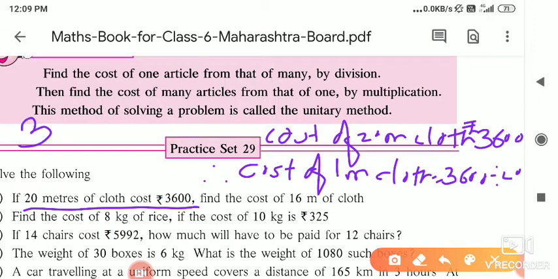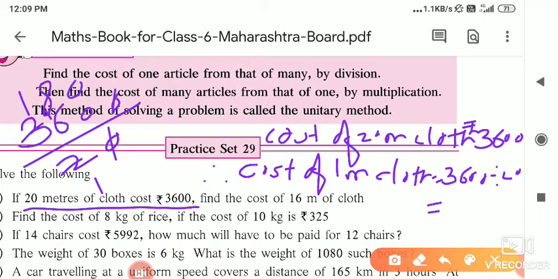Now we have 3600, just divide it by 20. 0 cancels with 0, then 2 ones are 2, 1 remains, 2 8s are 16 and the 0. So the cost of 1 meter cloth is equal to 180 rupees.